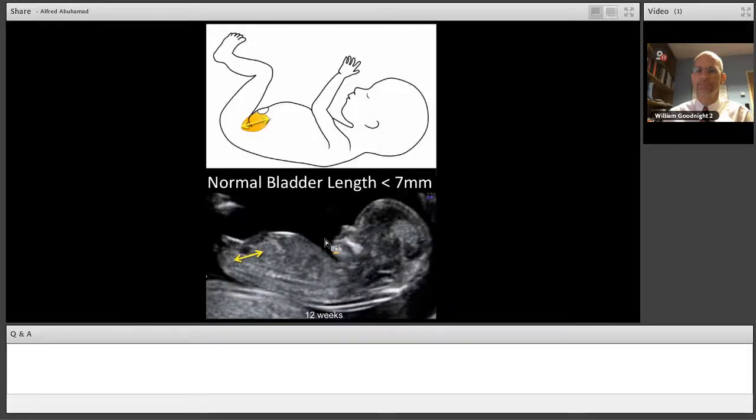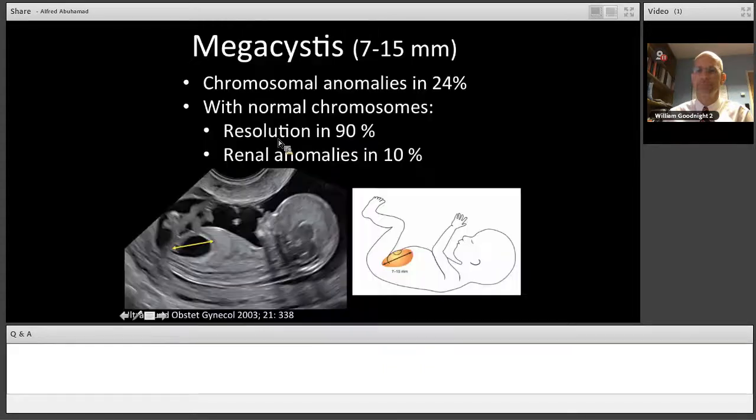fluid formation. I wanted to share with you also, as part of the first trimester imaging, the mid-sagittal view of the fetus, which is a very important view, and more will come in the future about the role of this view in the evaluation of the fetus in the first trimester. But I wanted to discuss with you the sagittal length of the bladder. So the normal bladder length is less than 7 millimeters in the sagittal view in the first trimester.